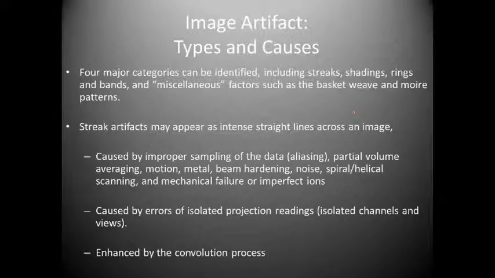4 major categories can be identified, including streaks, shadings, rings and bands, and miscellaneous factors such as the basket weave and Moiré patterns. Streak artifacts may appear as intense straight lines across an image, and it's caused by improper sampling of the data, aliasing, partial volume averaging, motion, metal, beam hardening, noise, spiral helical scanning, and mechanical failure or imperfect islands. It's caused by errors of isolated projection readings, and it's enhanced by the convolution process. So streak artifacts are only going to get worse when they pass through the filter.